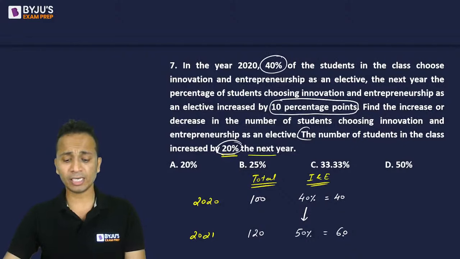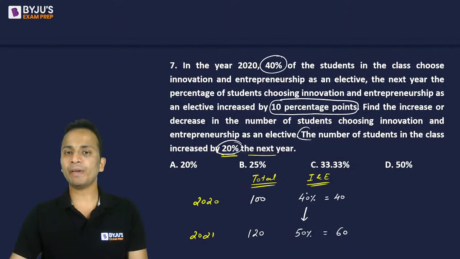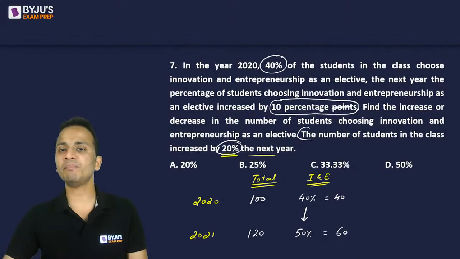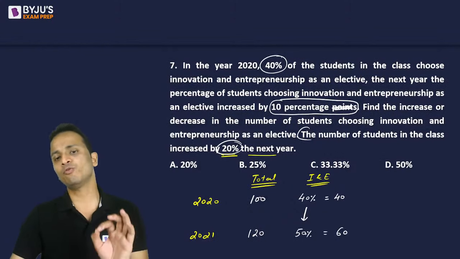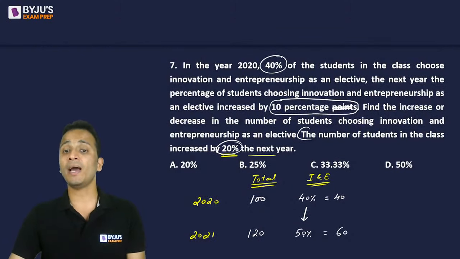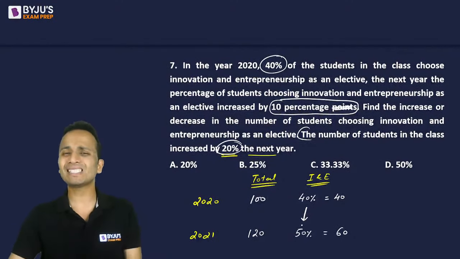So crazy Ajay, 10 percentage points on 40 percentage. So listen to this carefully. अगर यहाँ पे 10 percentage points की जगह 10 percentage लिखा होता, that means the next year the percentage of students choosing innovation and entrepreneurship as elective increased by 10%. So 40 को 10% से increase करते 44 percentage आ जाता. It would have been 44 percentage. All right, but they have said that it has increased by 10 percentage points. So 40 plus 10, directly 10 add हो जाएगा and it will be 50 percentage. All right, so this is the meaning of percentage points, right?